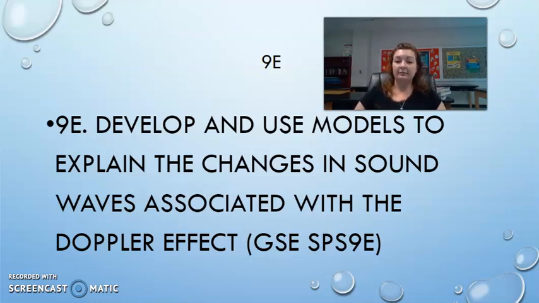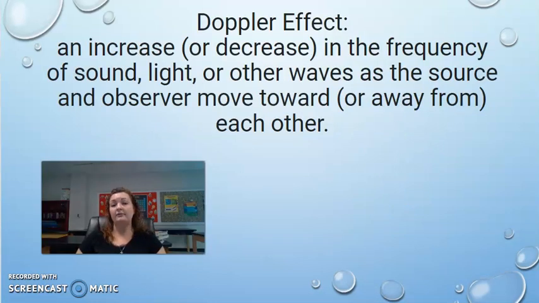It says, I can develop and use models to explain the changes in sound waves associated with the Doppler effect. So the very first thing that you have to know is, what is the Doppler effect? So let me show you this and you will see. Okay, so here's the definition of Doppler effect. It's an increase or decrease in the frequency of sound, light, or other waves as the source or the observer moves towards or away from each other. So this definition is kind of hard to understand. I'm going to show you a simulation so you can start to see the definition come to life.